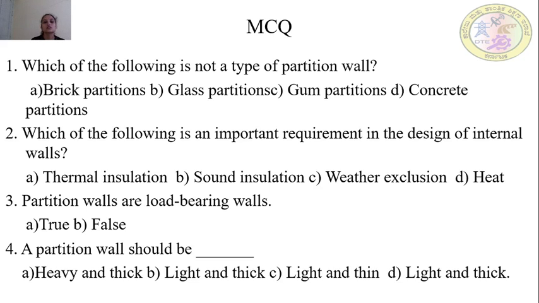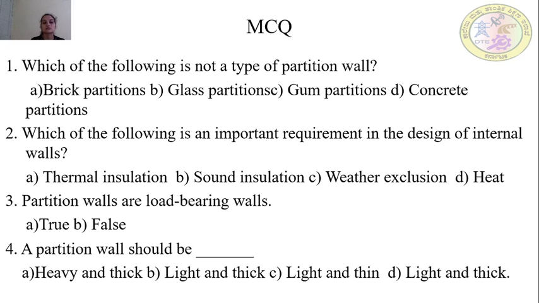Second one, which of the following is an important requirement in the design of internal walls? Answer is sound insulation. Third one, partition walls are load bearing walls. False.